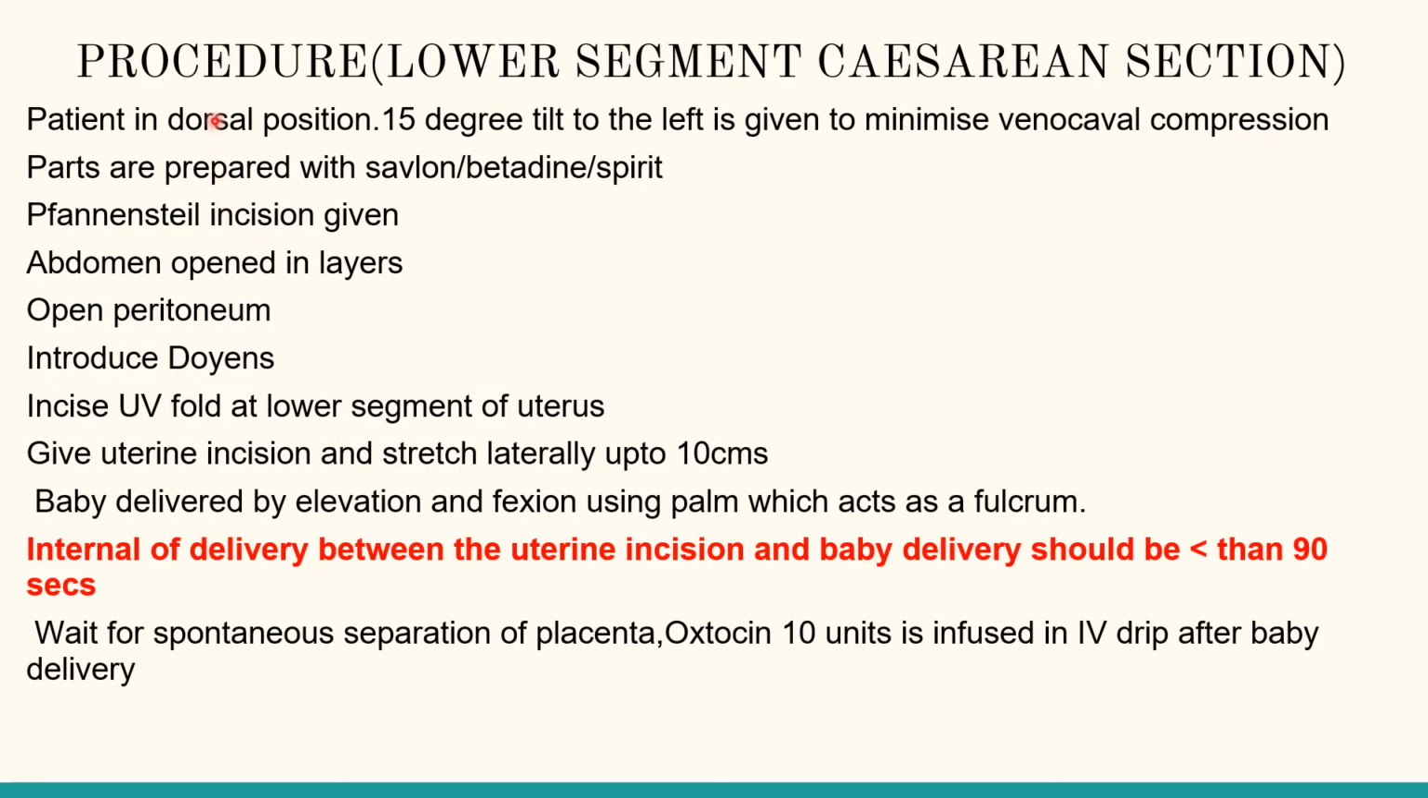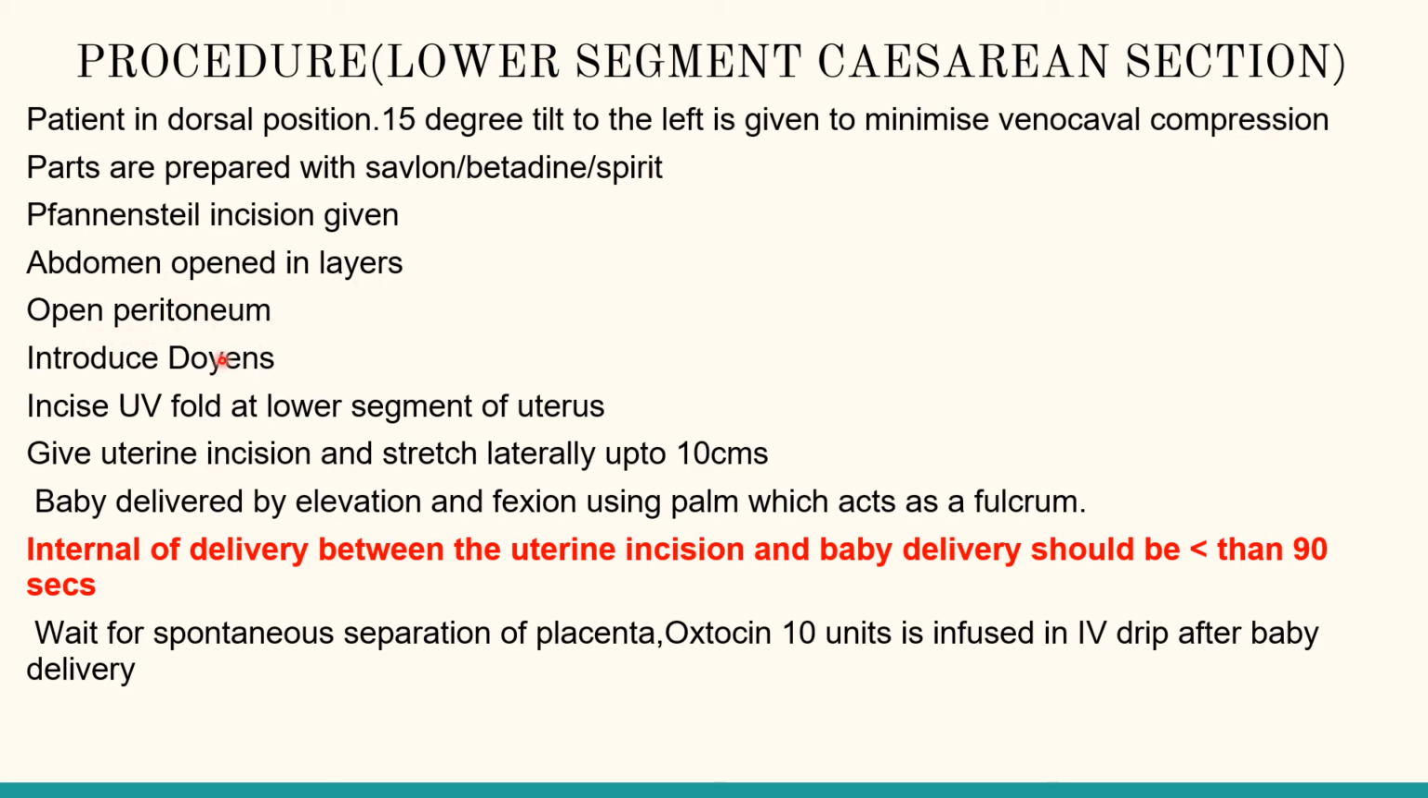Now, let us see what is the procedure of doing the cesarean section. Here the patient is in dorsal position, 15-degree tilt to the left is given to minimize the venocaval compression. The parts are prepared with Savlon, betadine and spirit. Pfannenstiel incision is given. We can give either a vertical incision or a paramedian incision also if needed. Abdomen is opened in layers.